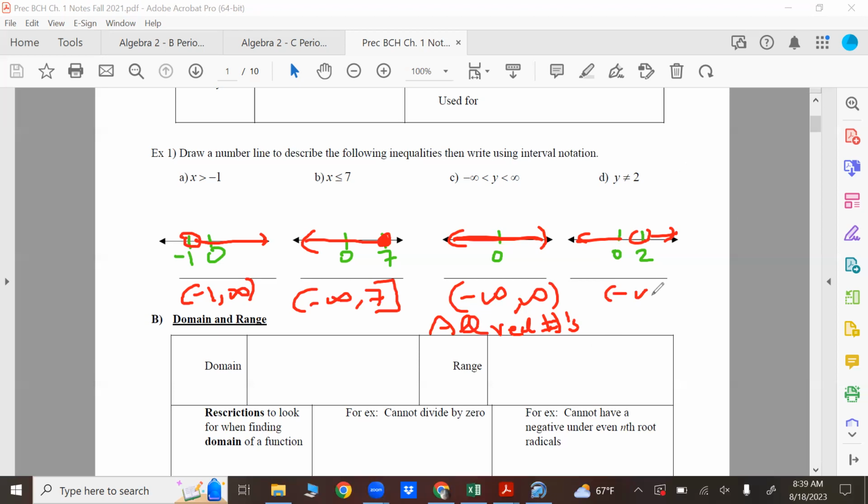Sorry, Kay, I saw your hand raised too. Thank you though for raising your hand. But 2 is not inclusive, so you got to put parentheses, and then you have to do a union.